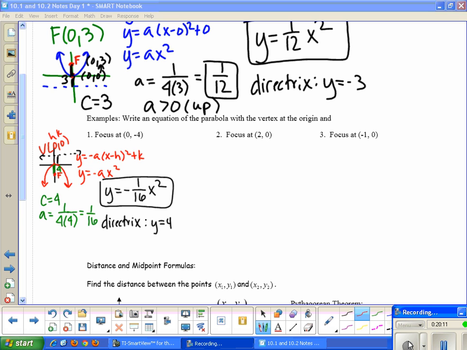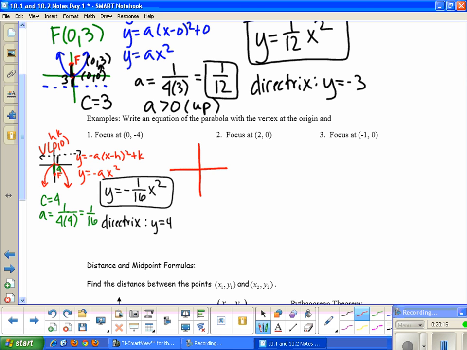So for the next one, we have the vertex at the origin, and the focus is at (2, 0). Again, draw yourself a little sketch. Here's my focus, and my vertex would be here. That means if my vertex is here, my focus is to the right of that, so my parabola has to open to the right. Since it's opening to the right, my A value is going to be greater than 0.